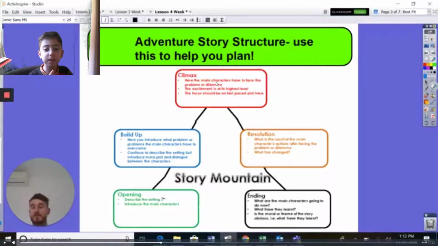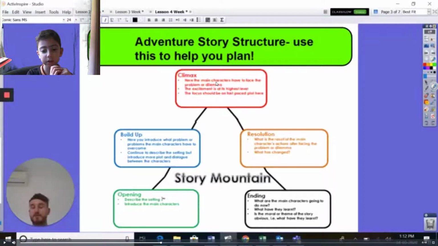The excitement is at its highest level. The focus should be that we last processed the plot here. Resolution. What's the result of the main character's actions after facing the problem or dilemma? What has changed? The ending.